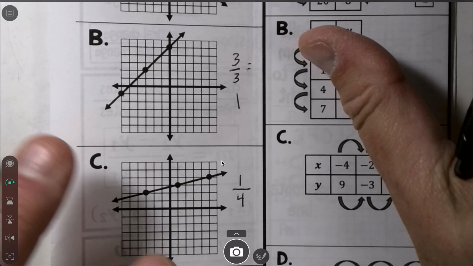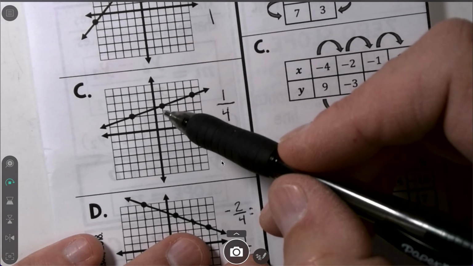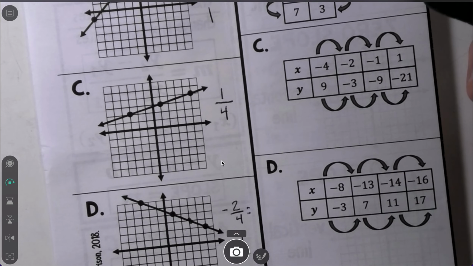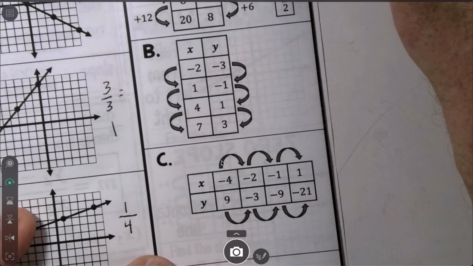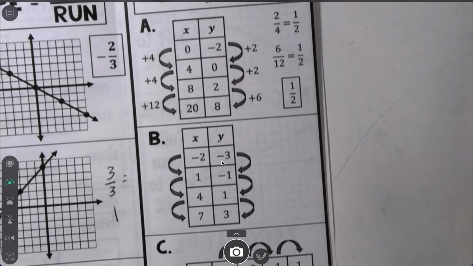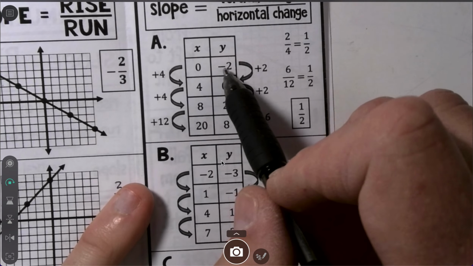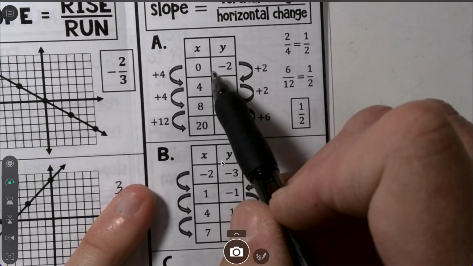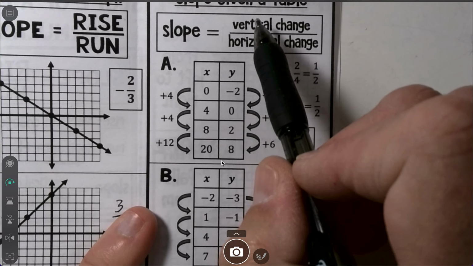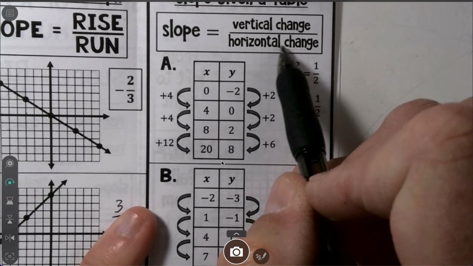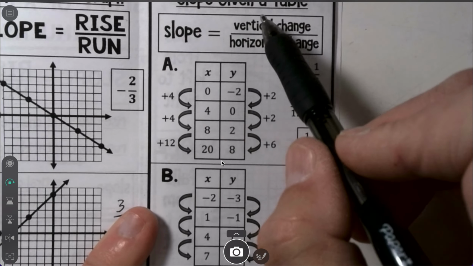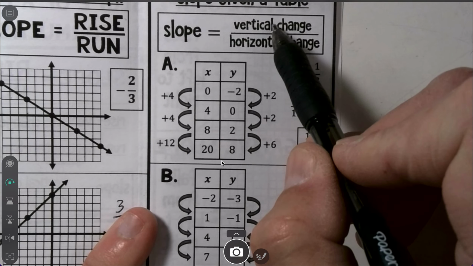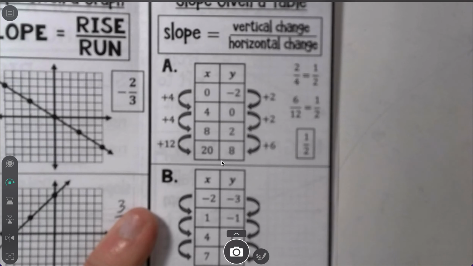So that is counting the slope given a graph. That's probably one of the easiest ways that we have of finding slope, because it's literally just counting. On a table, it's a little less obvious, I think, but we still can do it. And I really like this example they give us here. We're still going to talk about change in y, vertical change, over change in x, which is the horizontal change. It's the same thing as rise over run. We're just seeing the numbers instead of seeing a graph.